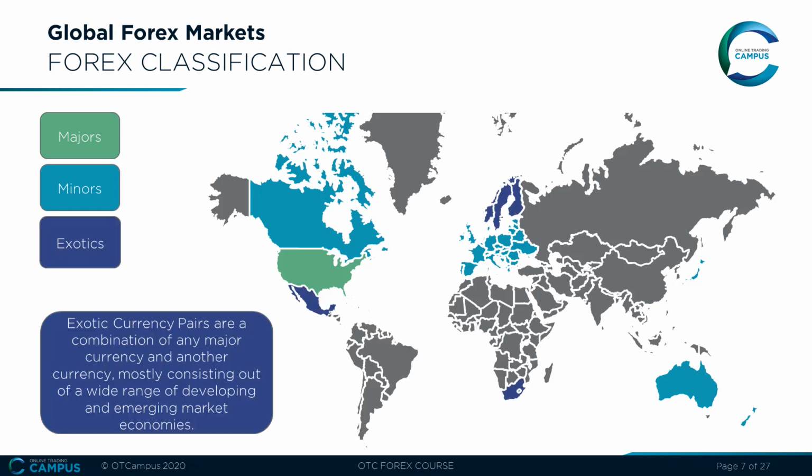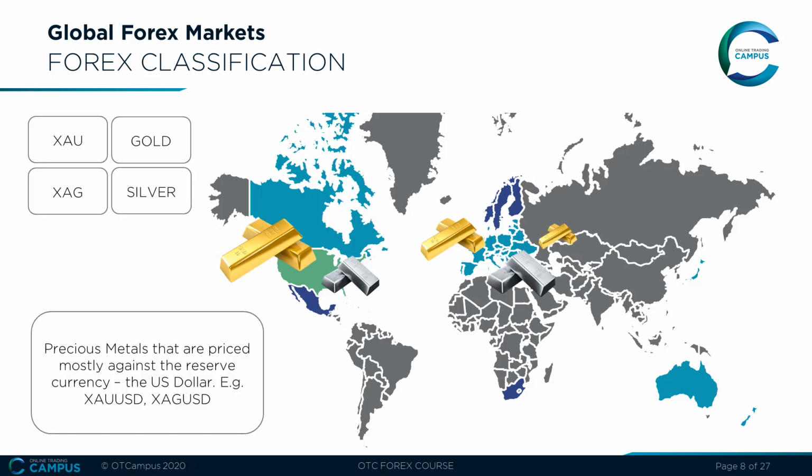And lastly, we've got the so-called exotic pairs. Exotic currency pairs are a combination of any major currency and another currency, mostly consisting of a wide range of developing and emerging market economies, or just markets that are very thinly traded, like the Swedish krona, the Polish zloty, the Mexican peso, or the Turkish lira. These we would refer to as the most expensive and costly forex pairs that we can trade. They mostly come with wide spreads as well as high rollover costs.